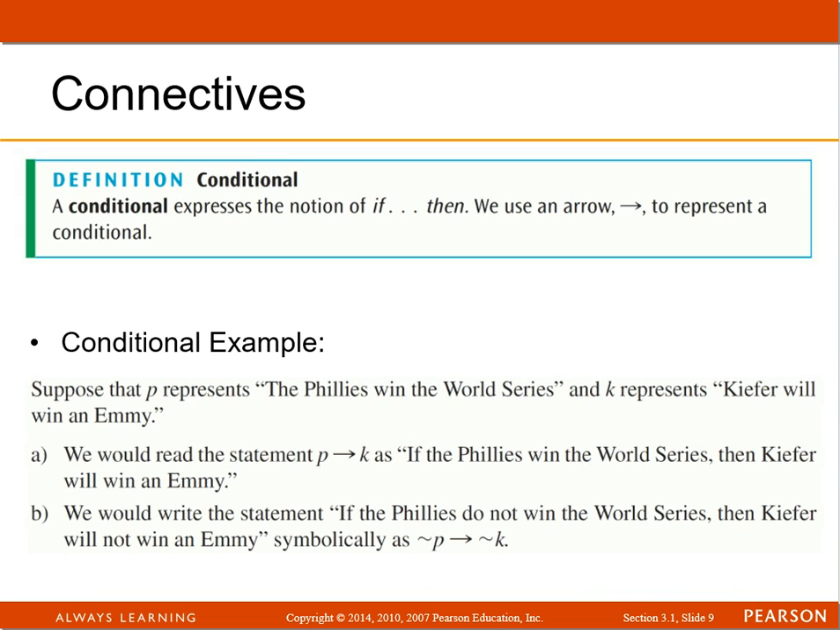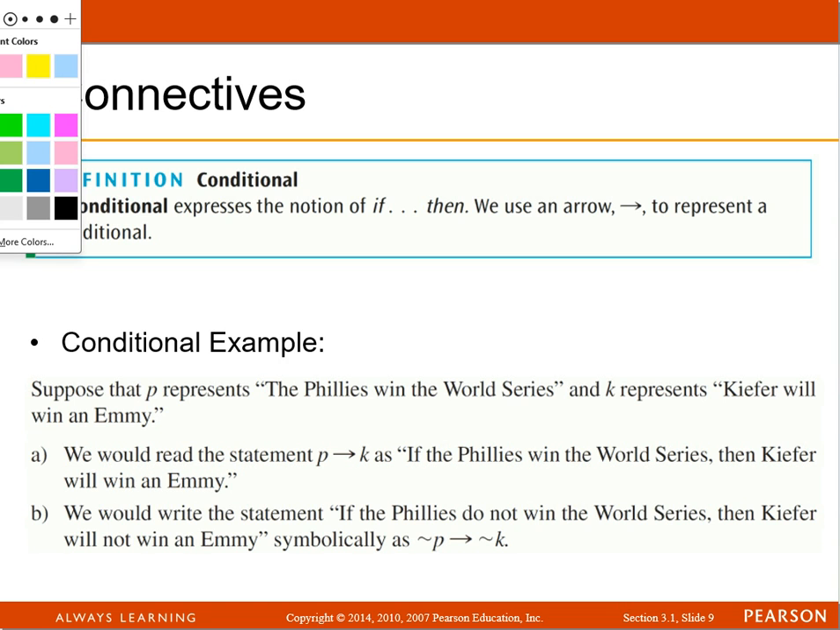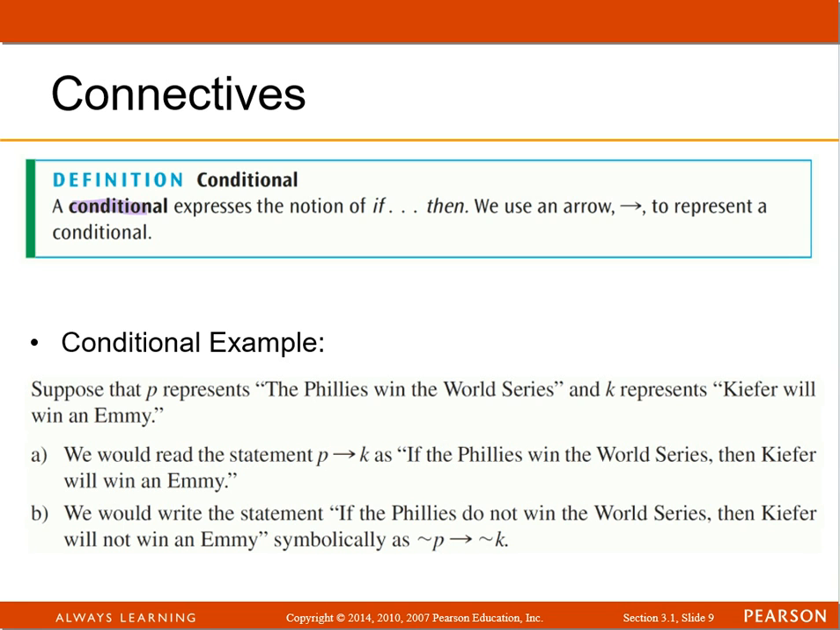All right. Now, a conditional. Oh, I'm sorry. We do go over all these. A conditional expresses the notion of if, then. Let's see, I've used green and blue. I guess I'll have to use purple for this one. Okay. A conditional statement expresses the notion of if, then, and you use an arrow pointing to the right. Whatever is in front of the arrow is your if statement, and whatever's behind the arrow is your then statement.